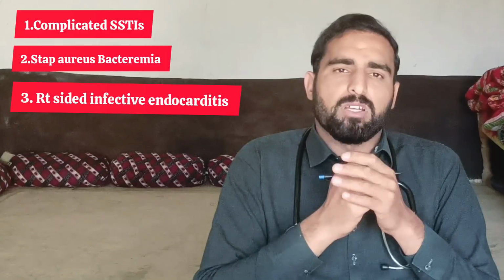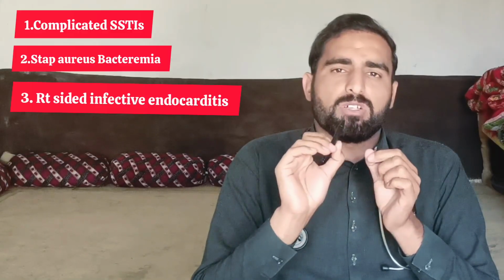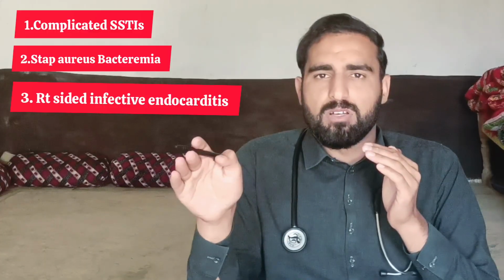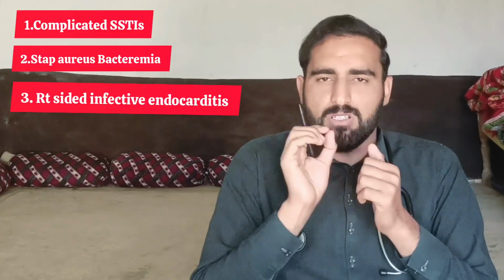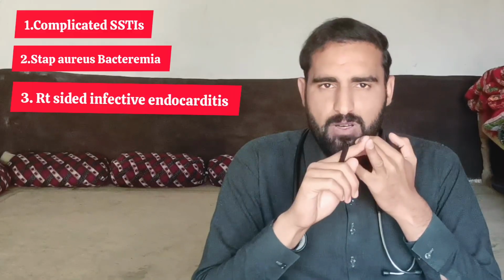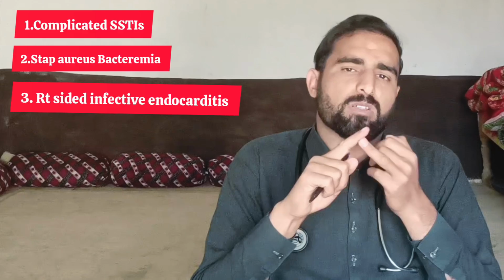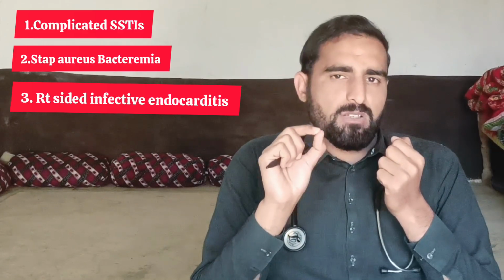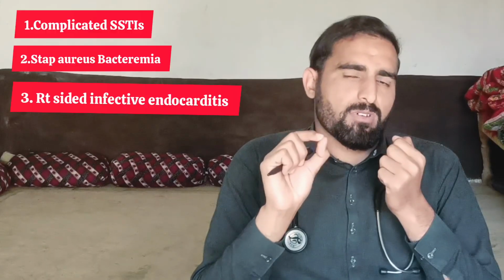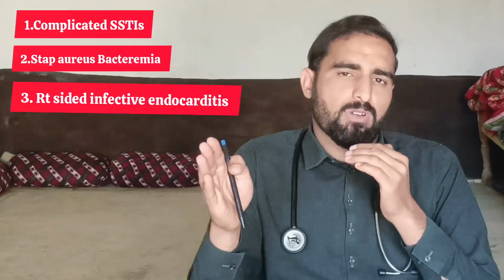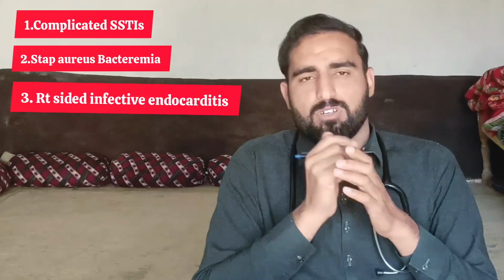The third clinical use is right-sided infective endocarditis. Daptomycin is used to treat right-sided infective endocarditis, and it is not mainly used for left-sided infective endocarditis, because right-sided is common in patients who are IV drug abusers, and it is also common in patients in whom a central venous catheter is passed. In these patients, Staph aureus is the common organism causing right-sided infective endocarditis. So daptomycin is used only for right-sided infective endocarditis, not for left-sided.